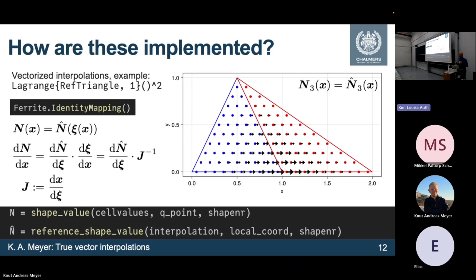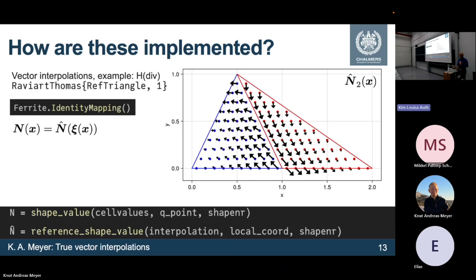That means that for the actual shape functions, we don't need to do any mapping. So if you are assembling some code in Ferrite and you're only using the shape values, not the gradients, you actually don't need to re-init your cell values if you're using the standard interpolations. But the moment you need a gradient, you have to do the re-init.